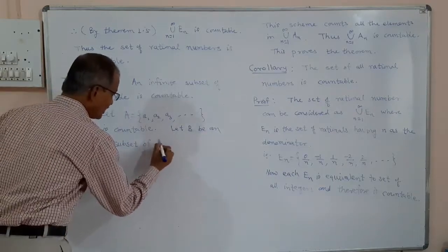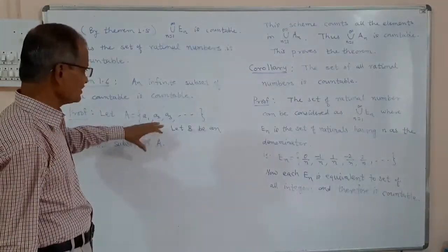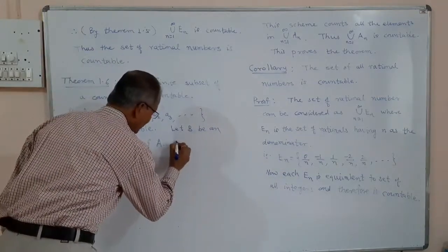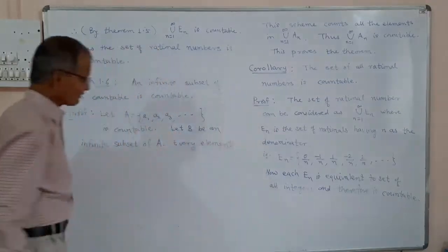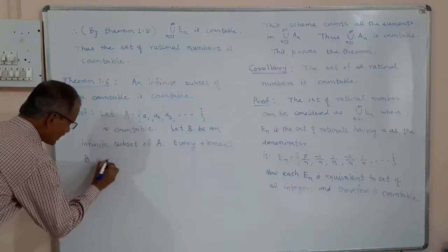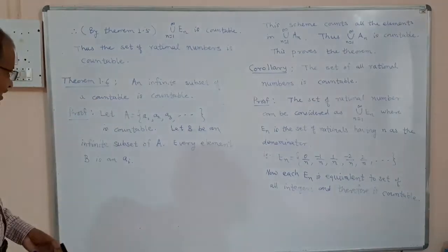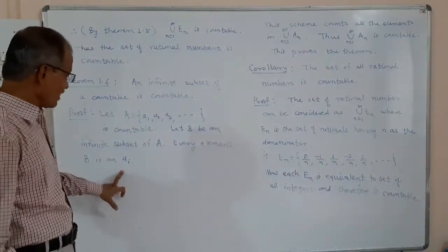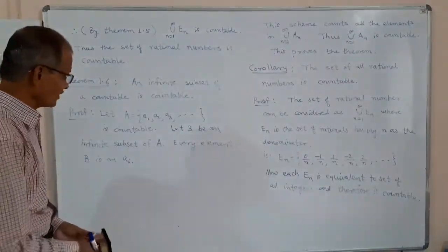Therefore, every element of B will be an Ai, because B is a subset of A, which means some elements from A will be in B. Now we have to label the elements of B. Every element of B is an Ai. We label B by numbers, for which n1 is the smallest element of B.